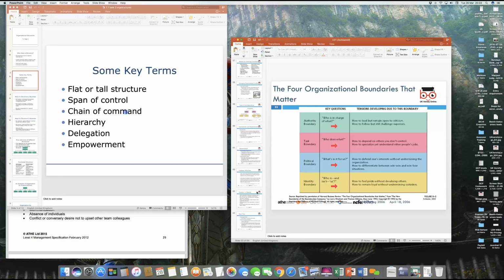Okay. Have you seen that within the place that you work? What kind of structure do you have at the place of your work? In what way? In terms of organizational structure.